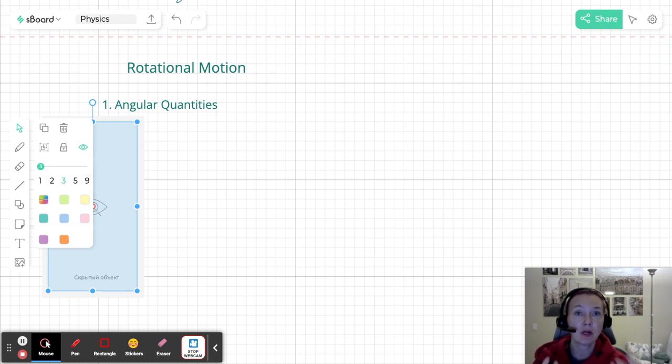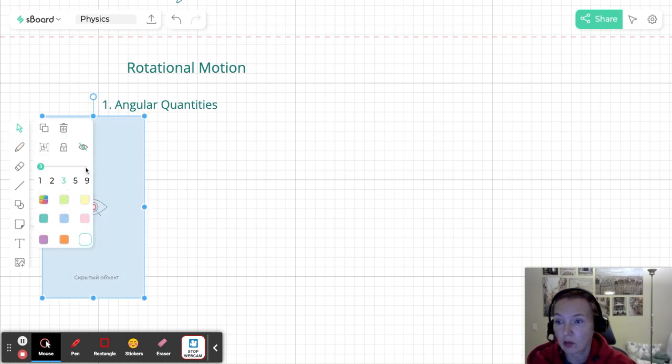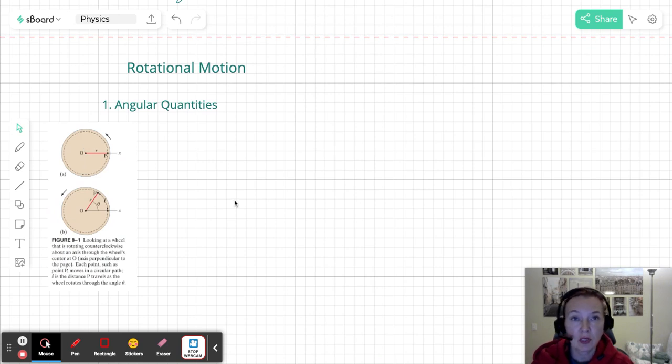Think about a merry-go-round or a Ferris wheel. The axis goes through the center. So we will look at this. And the object we're looking into is a rigid object, which means it is not flexible, so the shape is definite. For simplicity, we will look at this circle.